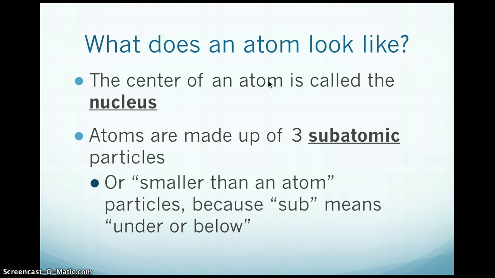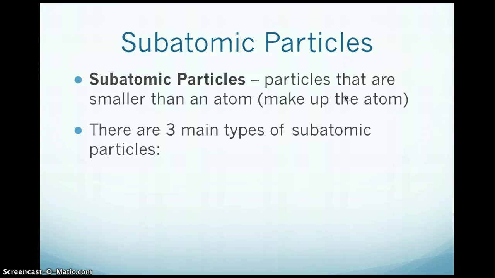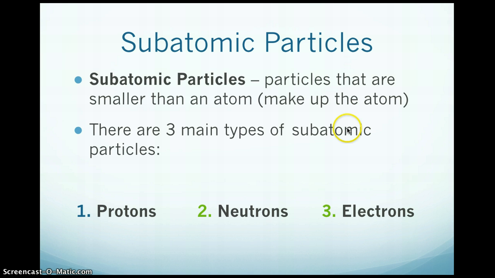All right, atoms are made of 3 subatomic particles. See how it says sub there? It's subatomic. So sub is a prefix that means under or below. So these are 3 pieces of the atom that are smaller than the atom. Our 3 subatomic particles are protons, neutrons, and electrons. The 3 types of subatomic particles are extremely important, so you should write those down.